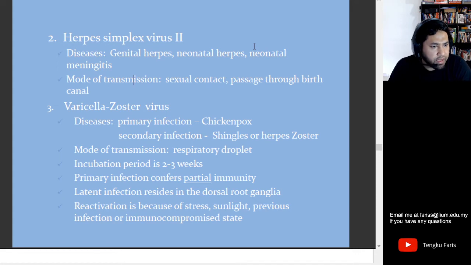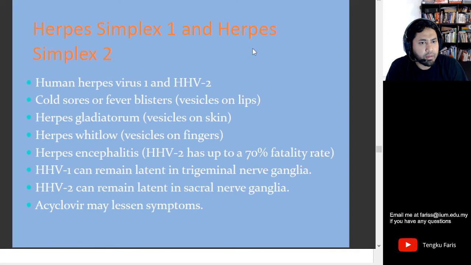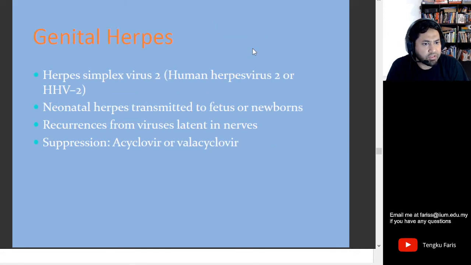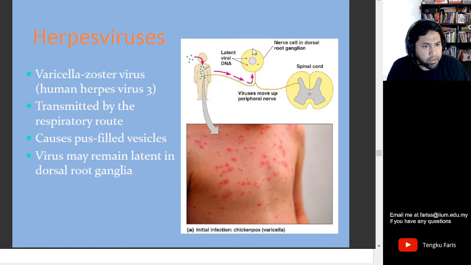Latent infection resides in the dorsal root ganglia. Of course, it's involving the CNS. Reactivation is because of stress, sunlight. This triggers the reactivation of VZV. This is quite similar to what we have discussed previously. Just for suppressing them, you can use antiviral regimens that include acyclovir or valacyclovir.